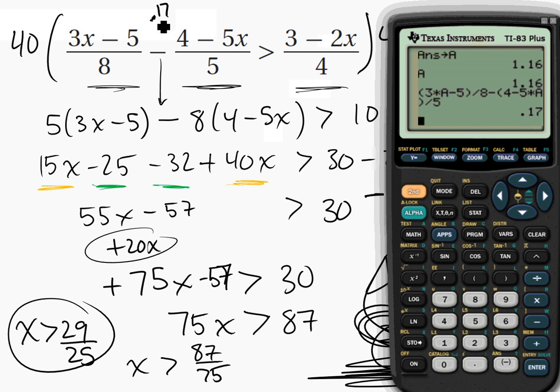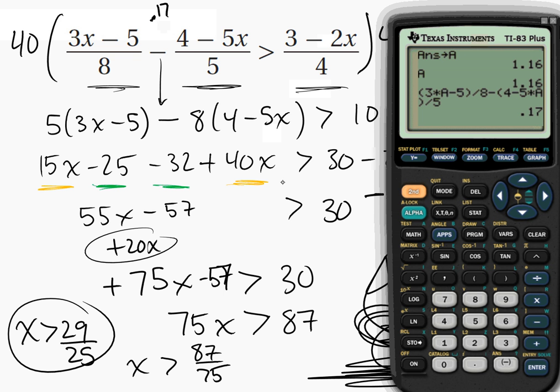What I'm going to do now is compare that with what I get when I evaluate the equation on the right-hand side, and they should be equal to each other. Although, x will never equal 1.16. It has to be greater than that. But definitely this tells me the boundary is correct, and then certainly greater than that point would be my solution.